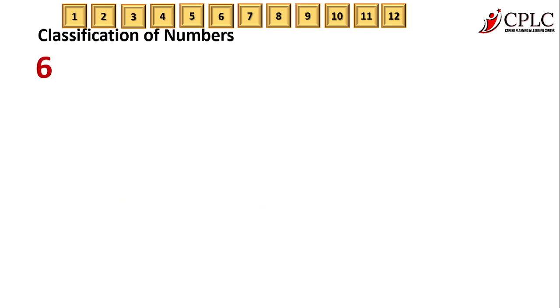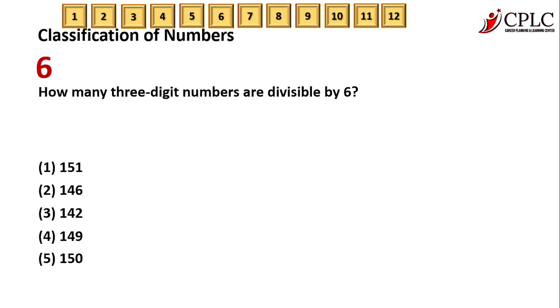Let's do the next one. Question number 6. How many three-digit numbers are there that are divisible by 6? Now, to do all such questions, there is no way you can manually figure this out, because there are 900 three-digit numbers from 100 to 999. You cannot count each and every number which is divisible by 6.